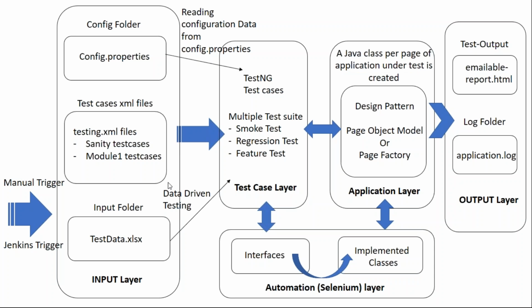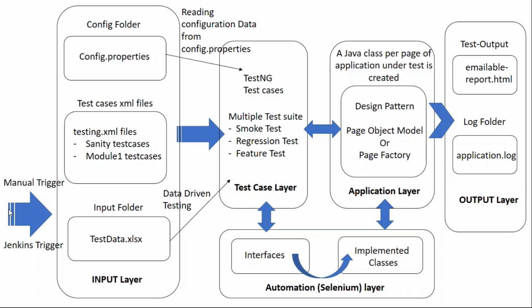Okay. So this is the architecture of the framework which we are going to design, and this particular architecture is divided into 5 layers. The first layer is the input layer, as you can see here, and I will discuss it. Then the second layer is the test case layer, which is here. Then we have the automation Selenium layer, then we have the application layer here, and then we have the output.